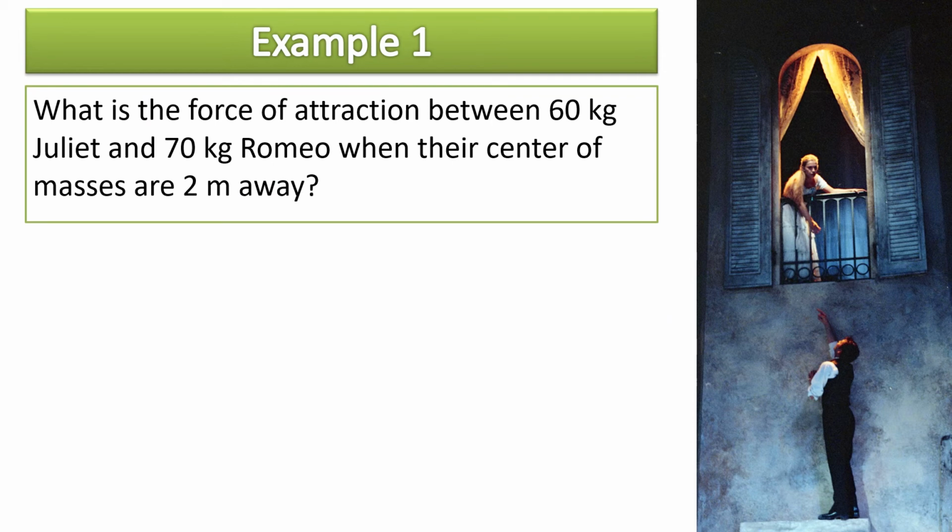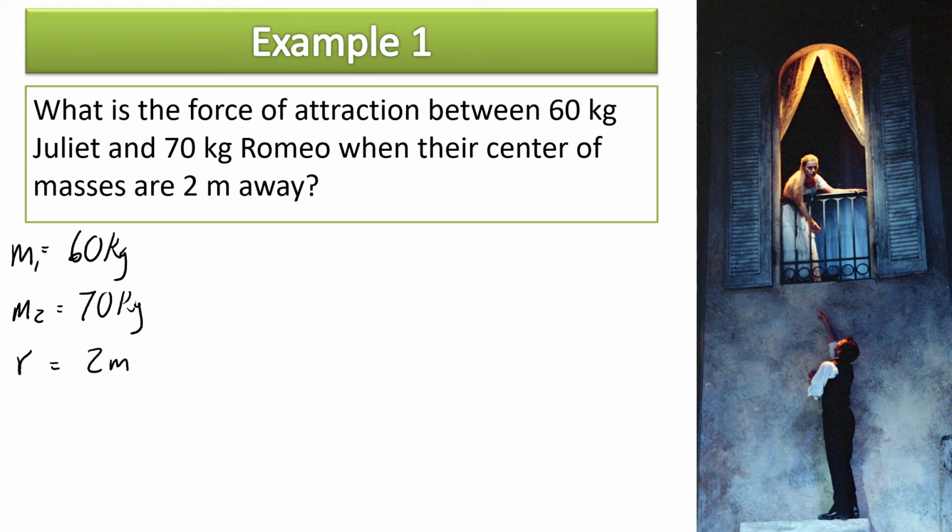So, quick example, it says, what is the force of attraction between 60 kilogram Juliet and 70 kilogram Romeo when their center of masses are 2 meters away? So we'll start by, again, writing the given information. So I called it M1 and M2, and then the distance, you might be tempted to make this the distance is 2 meters, okay? But when we're doing universal gravitation, we use R, and that looks like a V. We use an R.